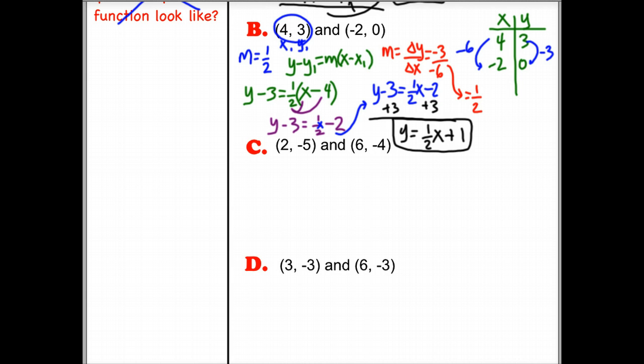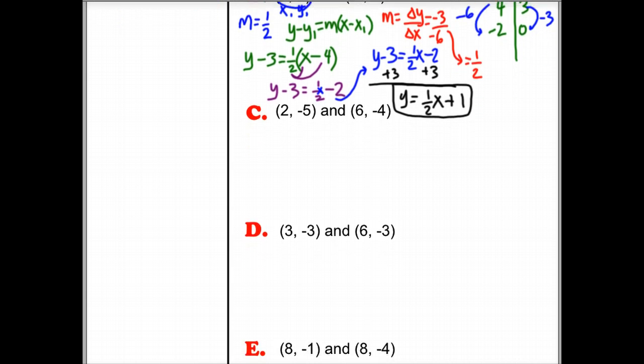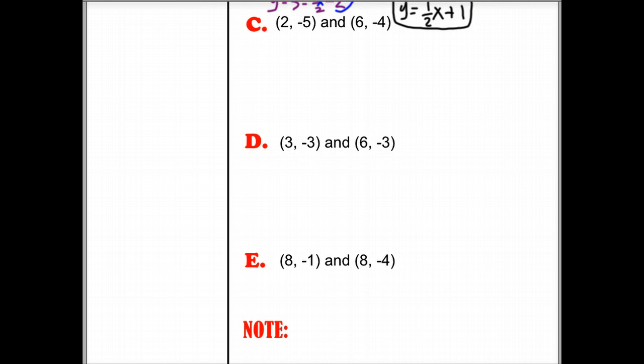So that's our new equation from the 2 points. We just have 3 more here to try. X and Y table over here. We have 2, -5, and 6, -4. Change in Y and change in X. How we get from -5 to -4 is we're adding 1. And how we get from 2 to 6 is we're adding 4.